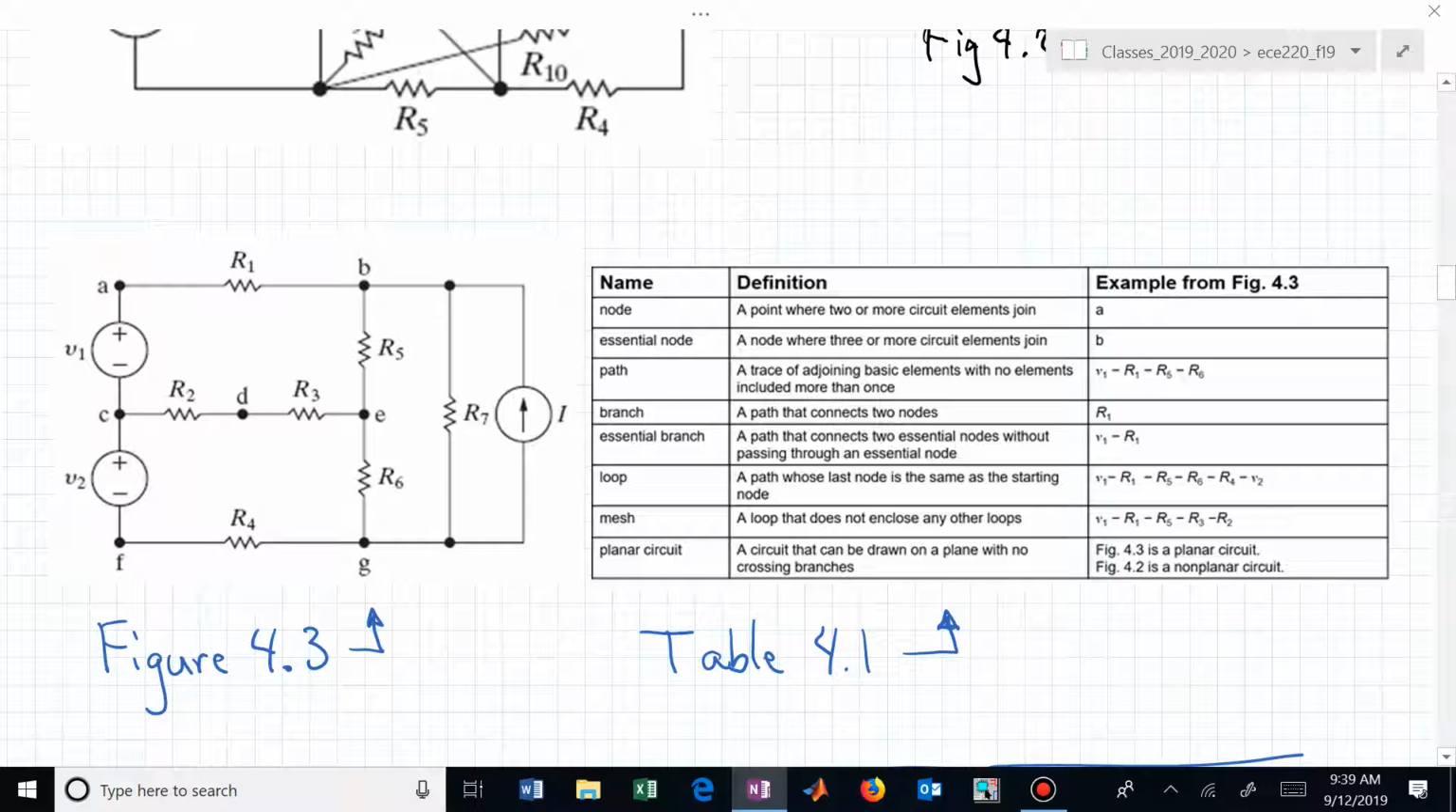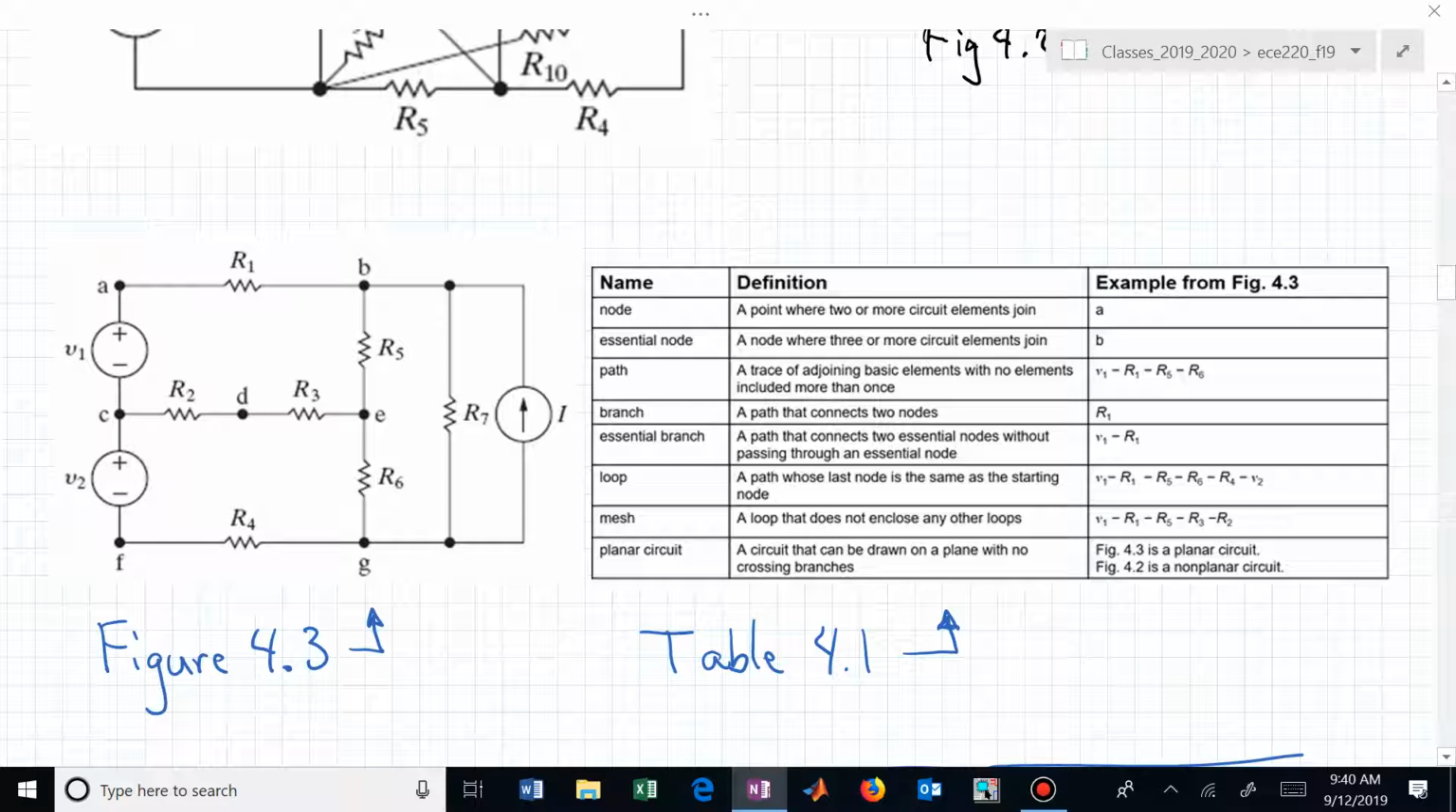I think everyone's comfortable with a node. The nodes are labeled A, B, C through G on the network or the circuit in figure 4.3. Some of those nodes are not essential. What does it mean to be essential? And that's the second row in table 4.1. An essential node is a node where 3 or more circuit elements join.